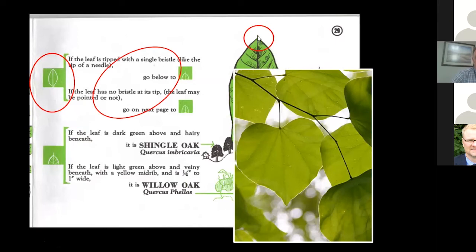Folks, this is a single bristle. We are talking about a hair or a thorn on the end of the needle, like a holly. I think most of you probably know what a holly is. That is what we mean by a single bristle.